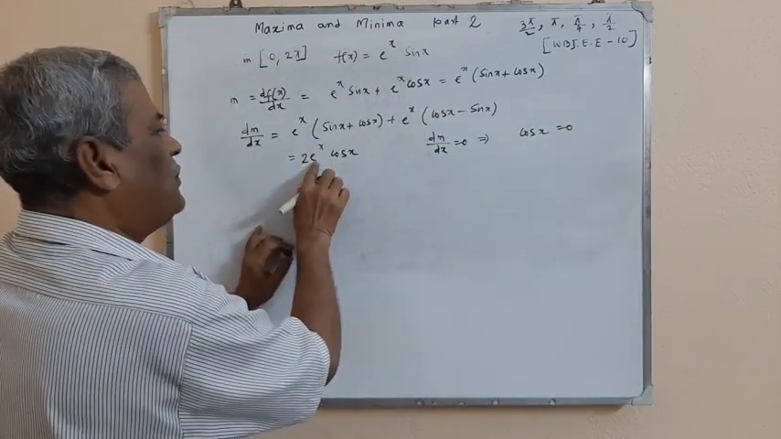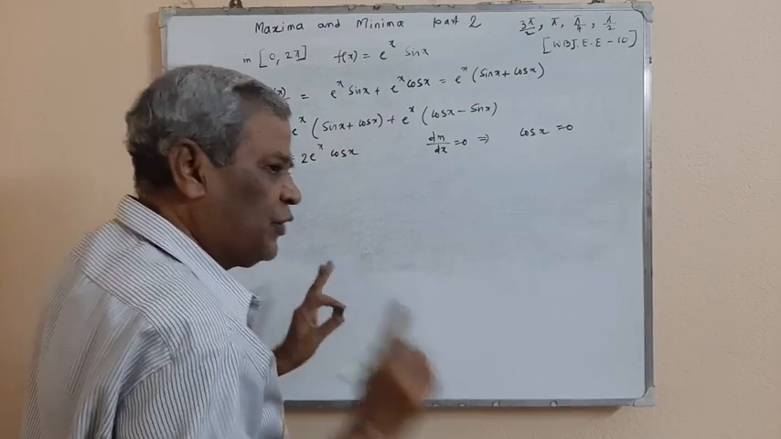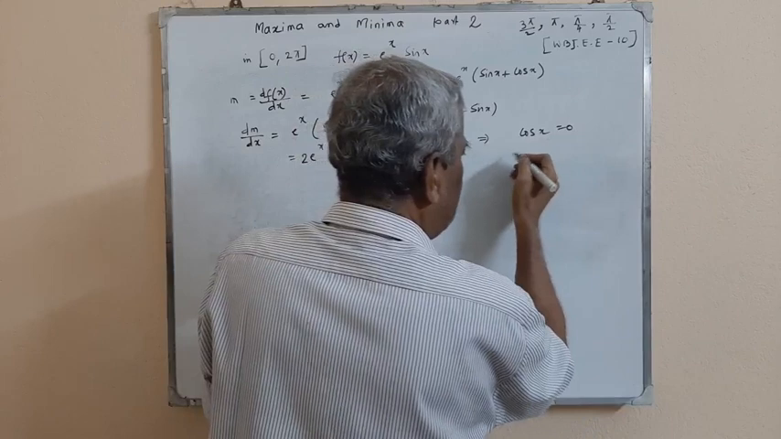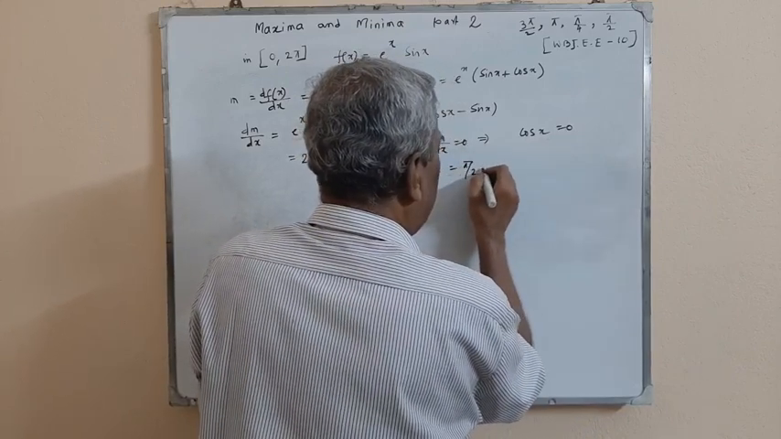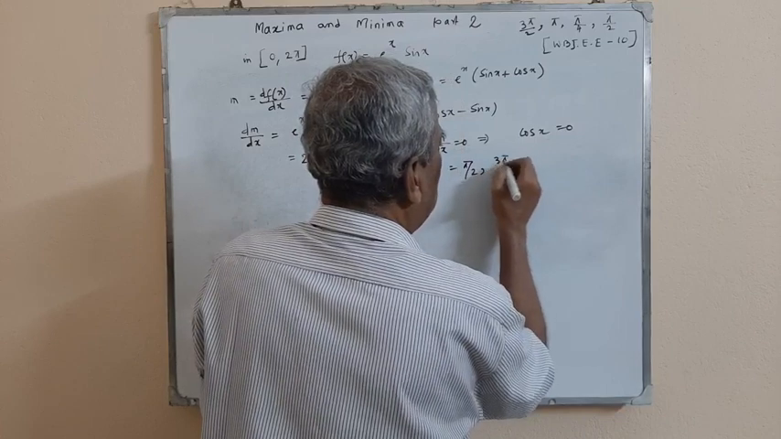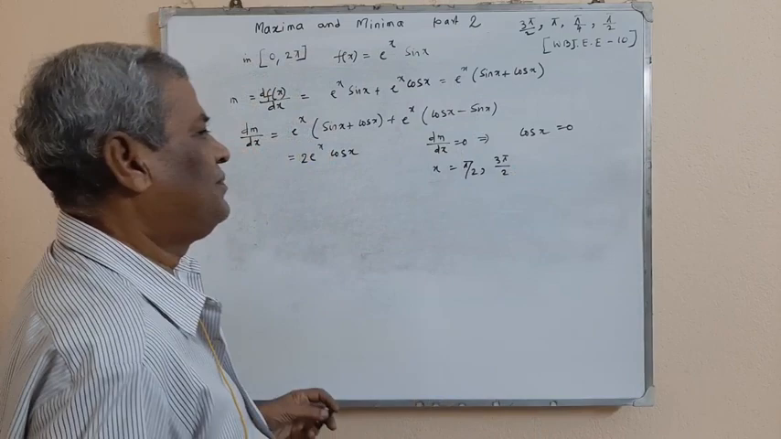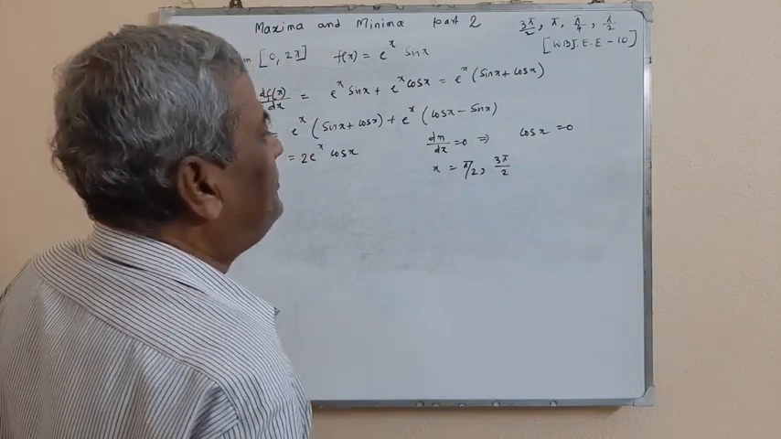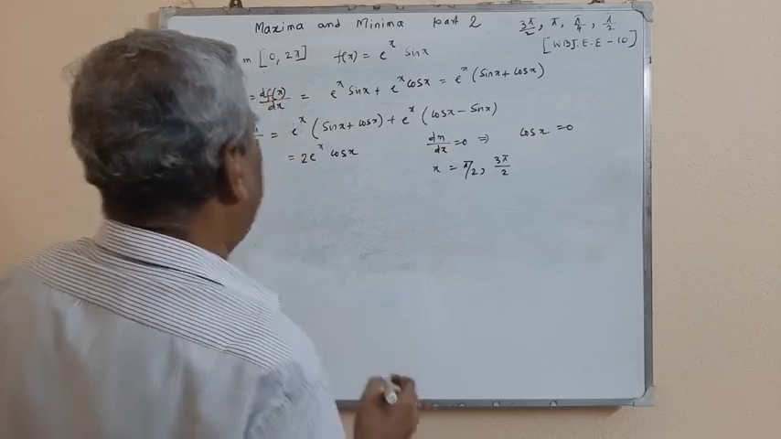Because this cannot be 0, exponential function in finite range, it cannot be 0. So cos x is equal to 0. So cos x is equal to 0 means x is equal to pi by 2 and 3 pi by 2 within that range, 0 to 2 pi. Now let us see at what point it is maximum.